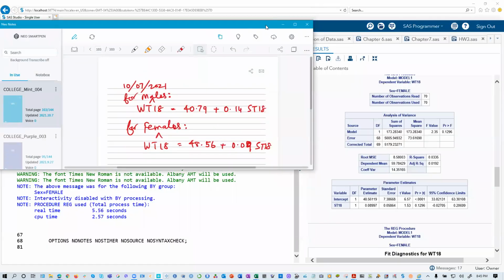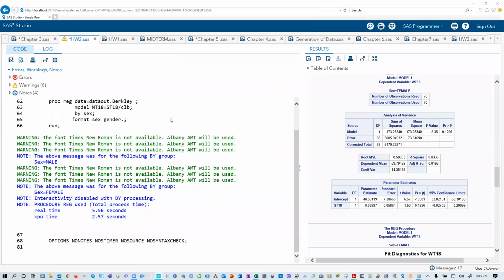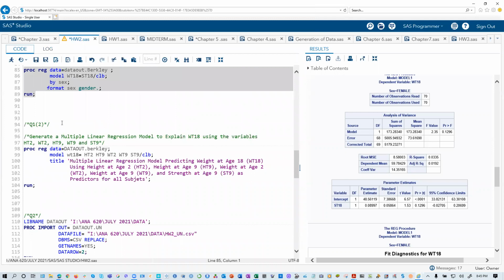But individualism is not a part of statistics or data analytics. We're going to take into account pretty much everything at the end of the day. So that's that. Let's go to the next one.